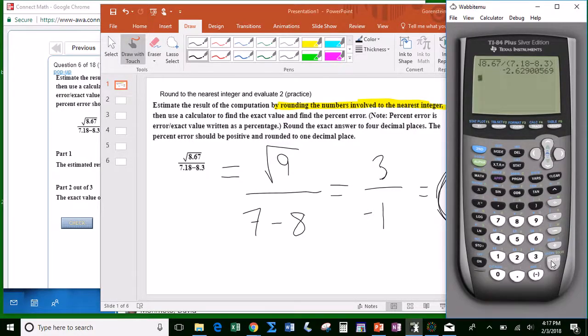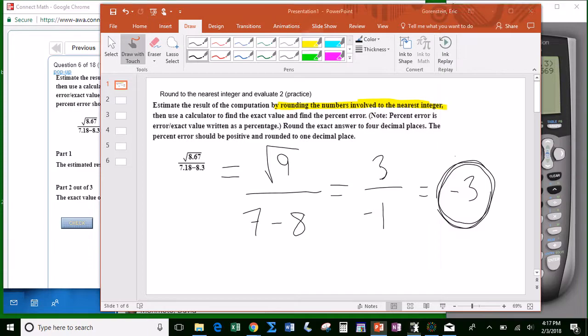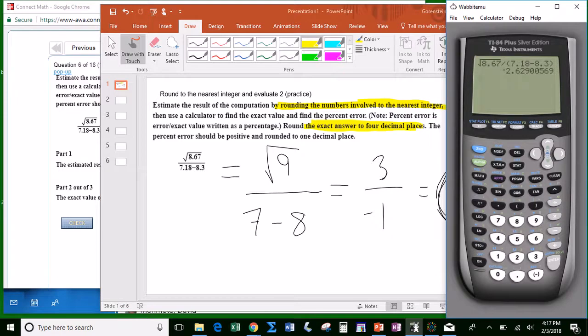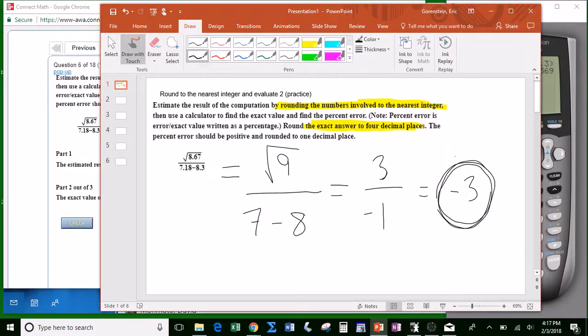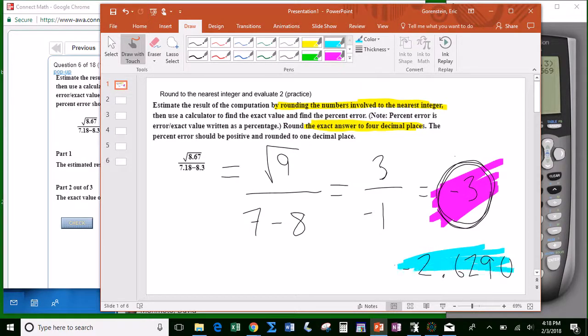Next, find the exact value. We're going to round the exact value to 4 decimal places. So the exact value, negative 2.6290. So here we have our estimation, negative 3, that's the purple. And here's our exact value in blue, negative 2.6290.